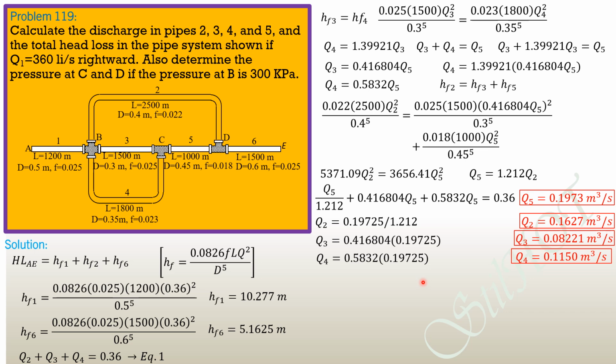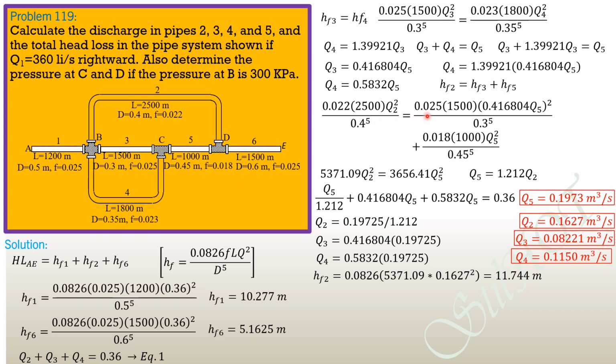Then the total head loss. But before that, let's solve for HF2. This value here times 0.0826, which I did not consider before, is HF2. So we multiply this by 0.0826, then this is HF2. So HF2 is 0.0826 times 5371.09 times Q2, which is 0.1627, then quantity squared, 0.1627 squared, then it is 11.744 meters.